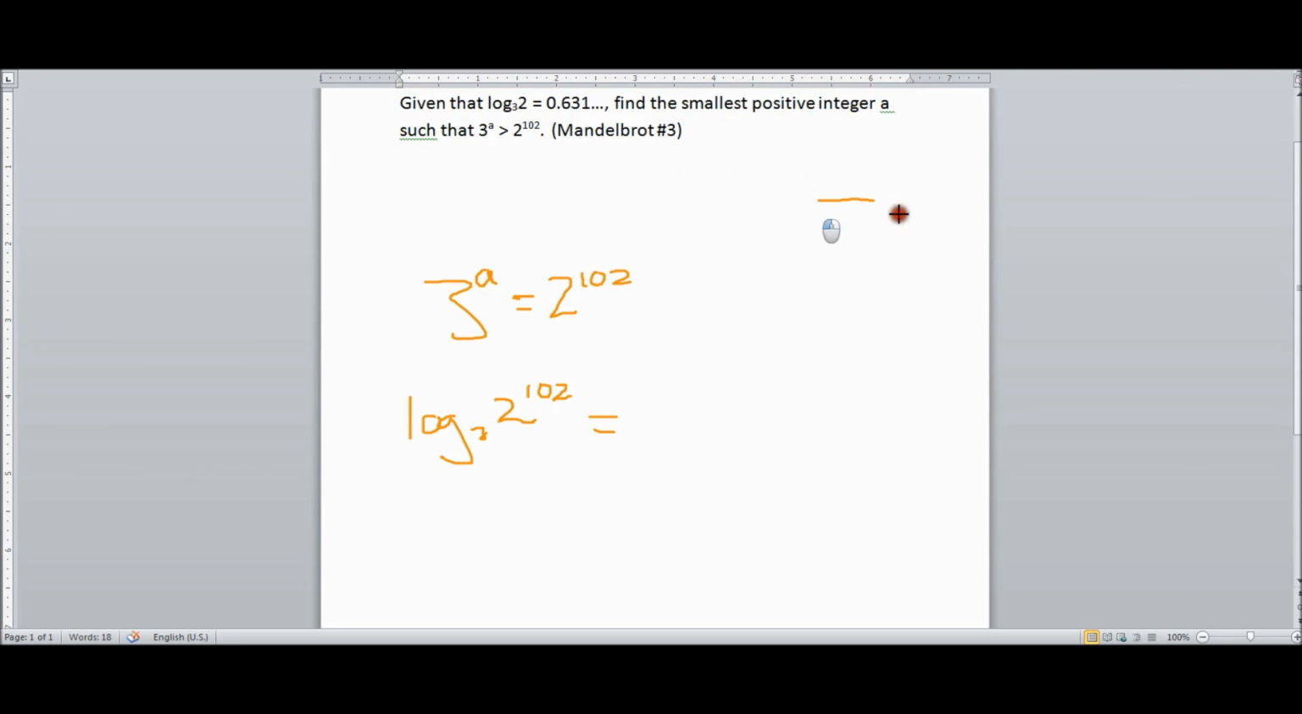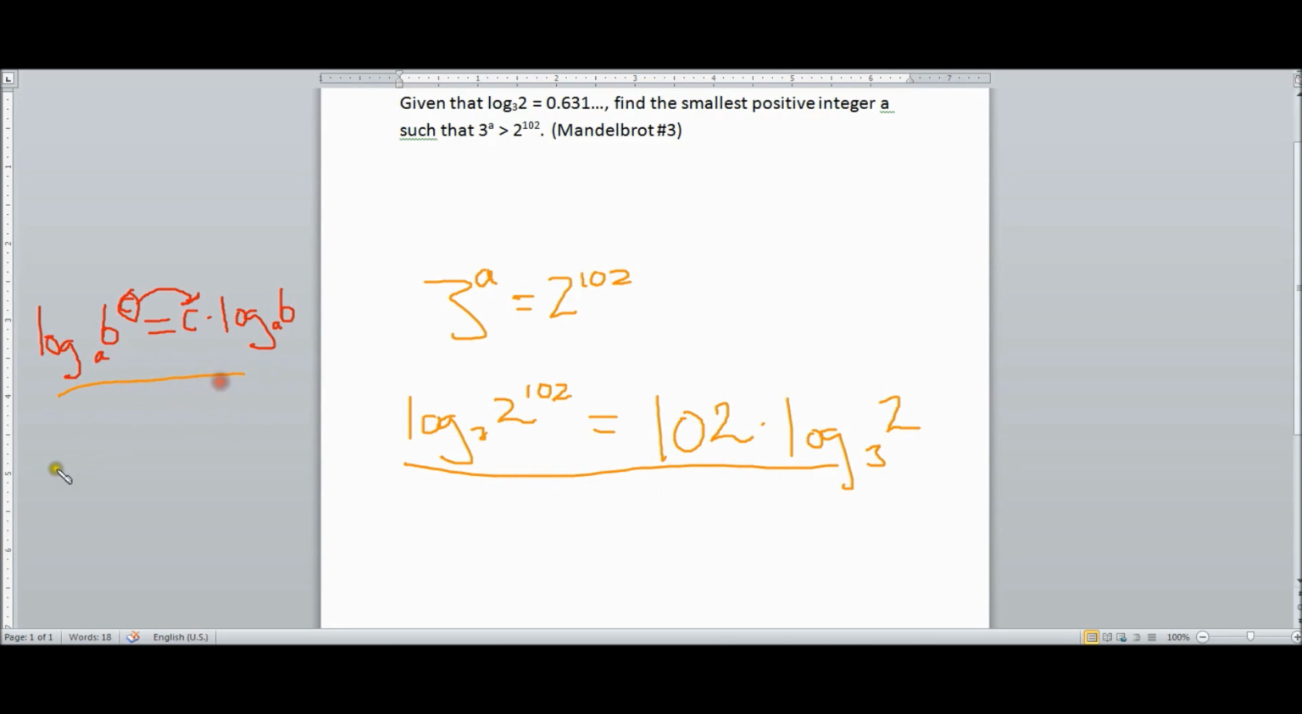Log a^b^c is equal to what? If you've been paying attention in class, it's c times log a^b, because this exponent goes down there. So applying this to this problem, we know that 102 times log 2 is equal to this. This is a true statement from this equation.